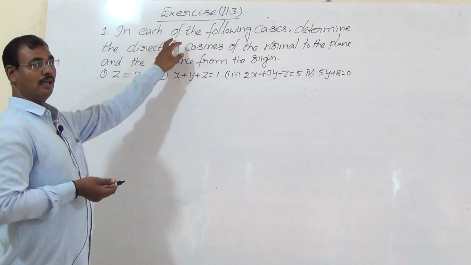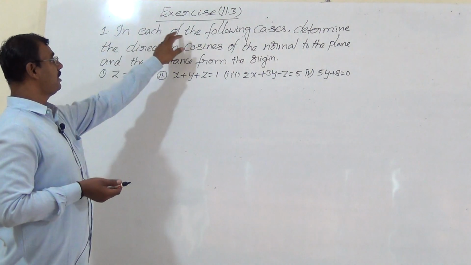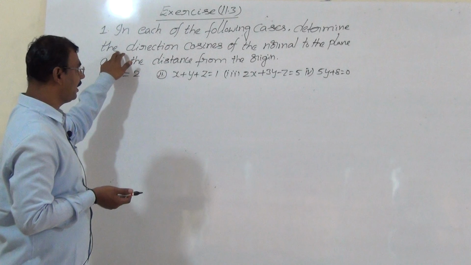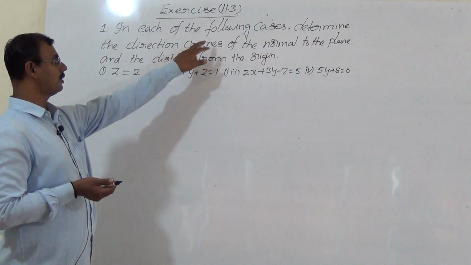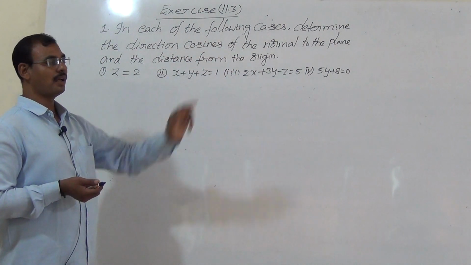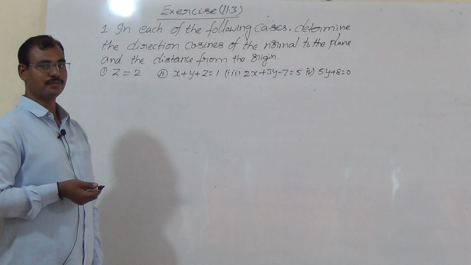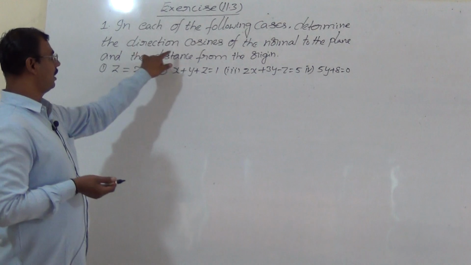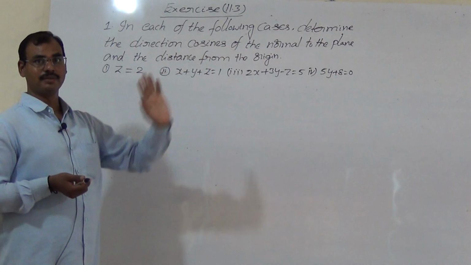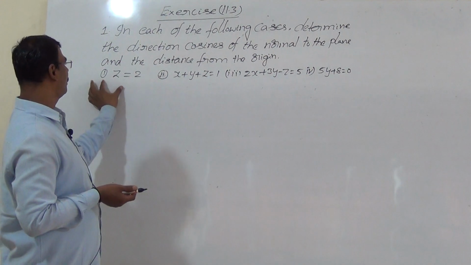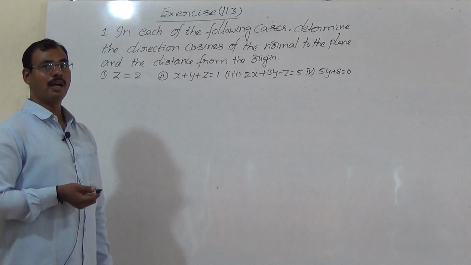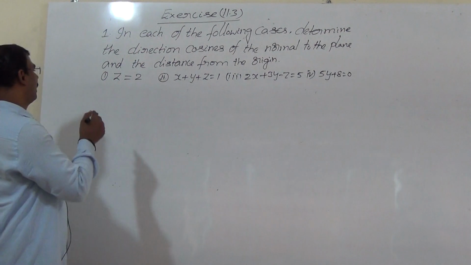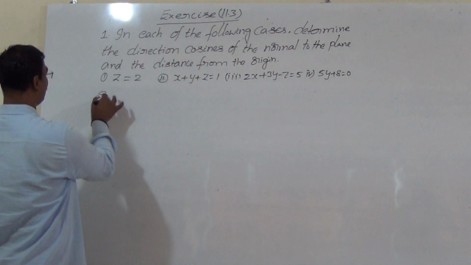The first model: in each of the following cases, determine the direction cosines of the normal to the plane and the distance from the origin. There are 4 parts given. I will explain 1 or 2 questions. So let us see how to solve the first problem.